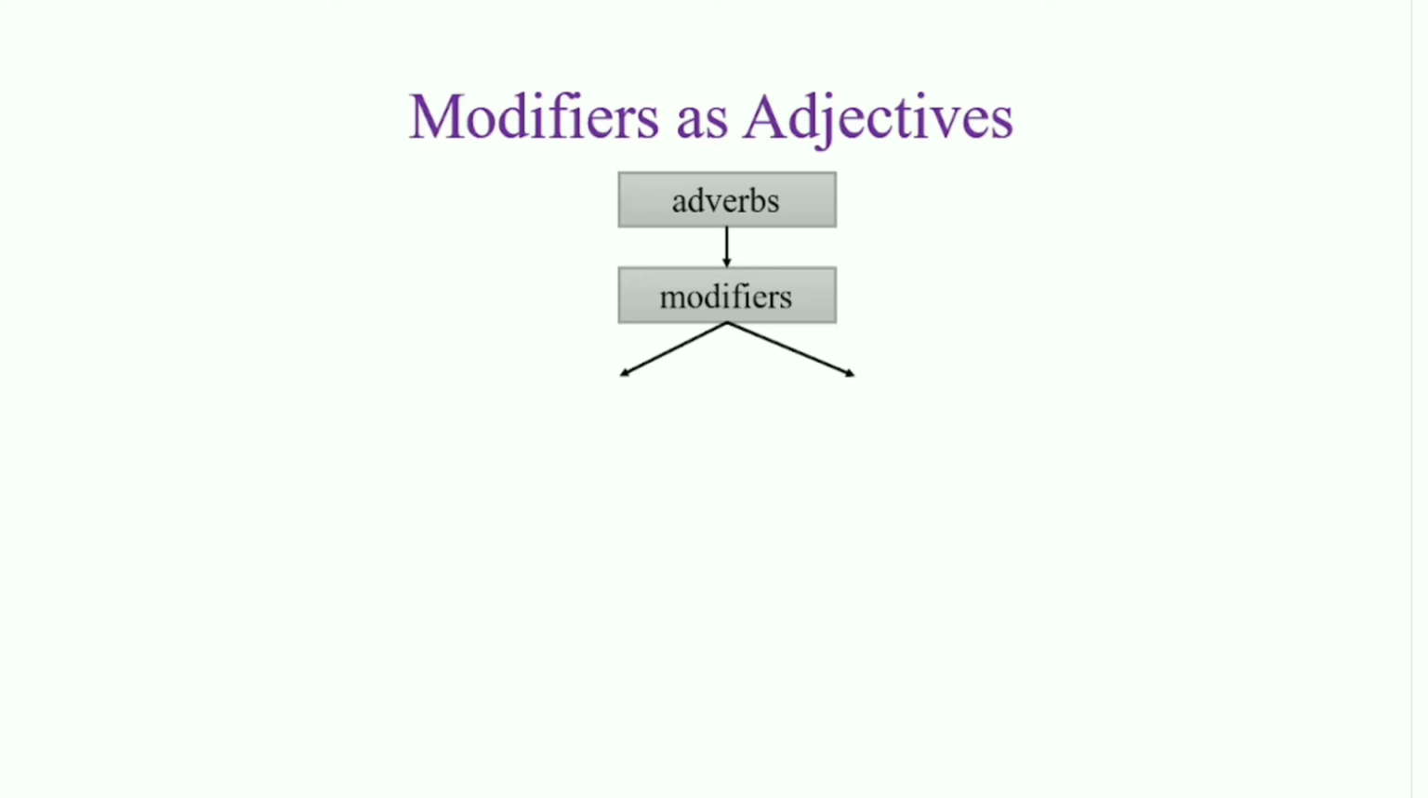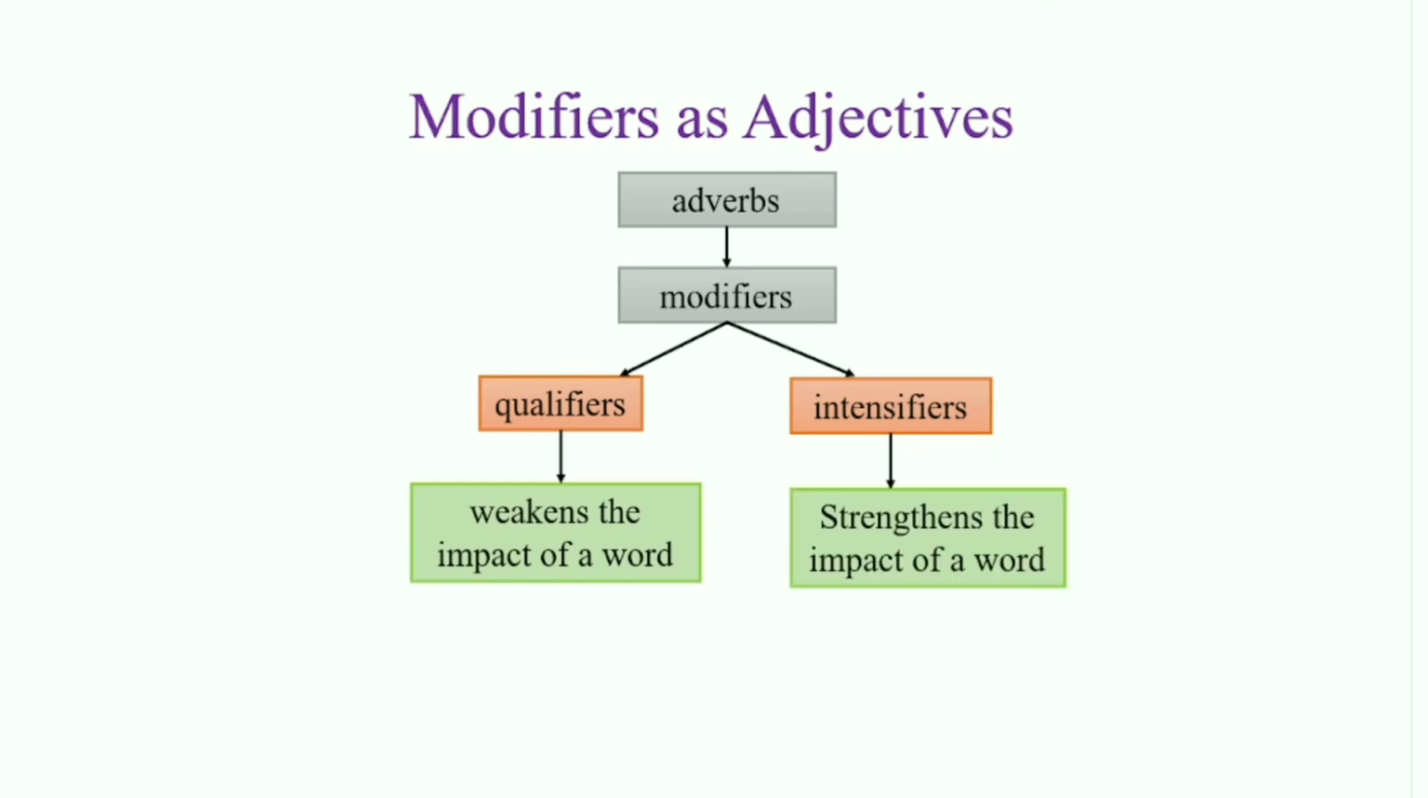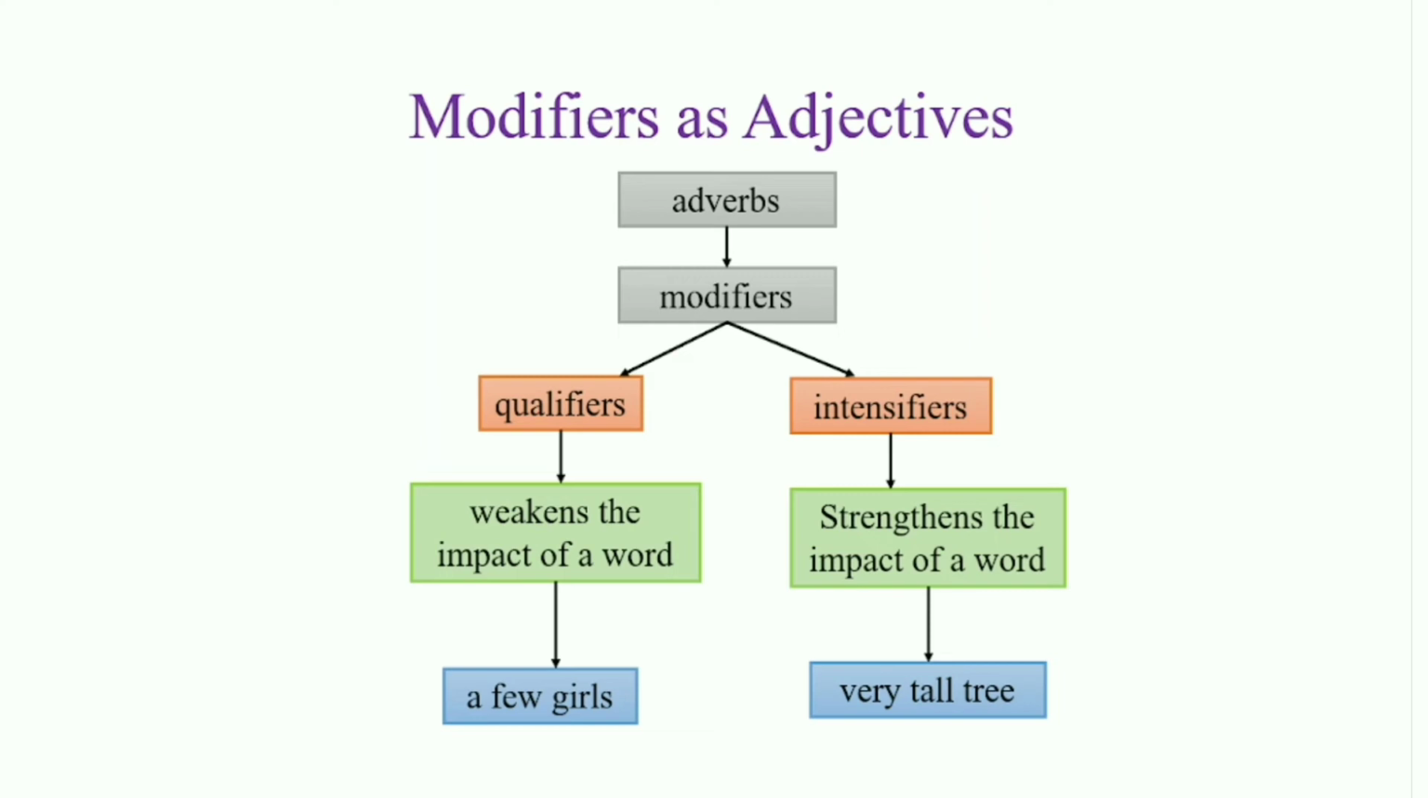Modifiers, or adverbs, are modifiers, and they are used as adjectives. For instance, qualifiers and intensifiers. Qualifiers are those words that weaken the impact of a word, while intensifiers are those words that strengthen the impact of a word. For instance, a very tall tree.